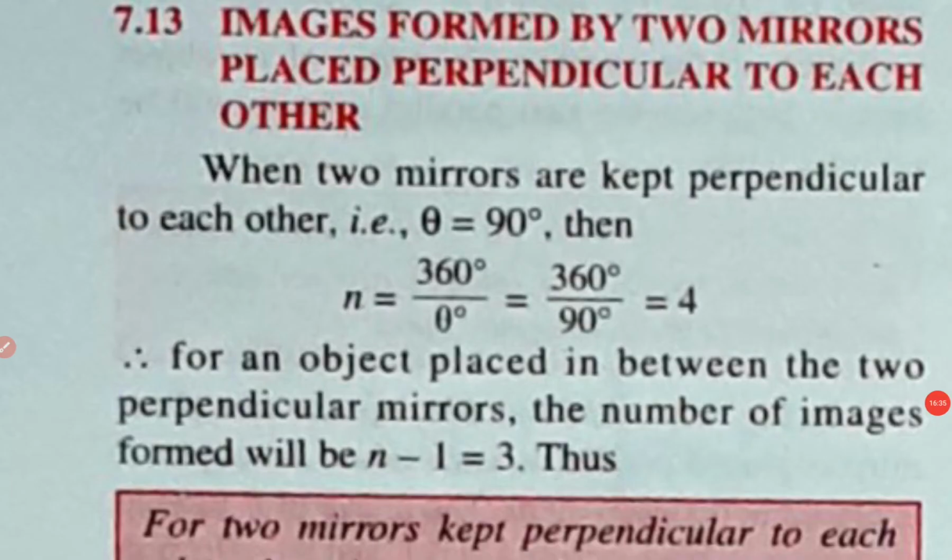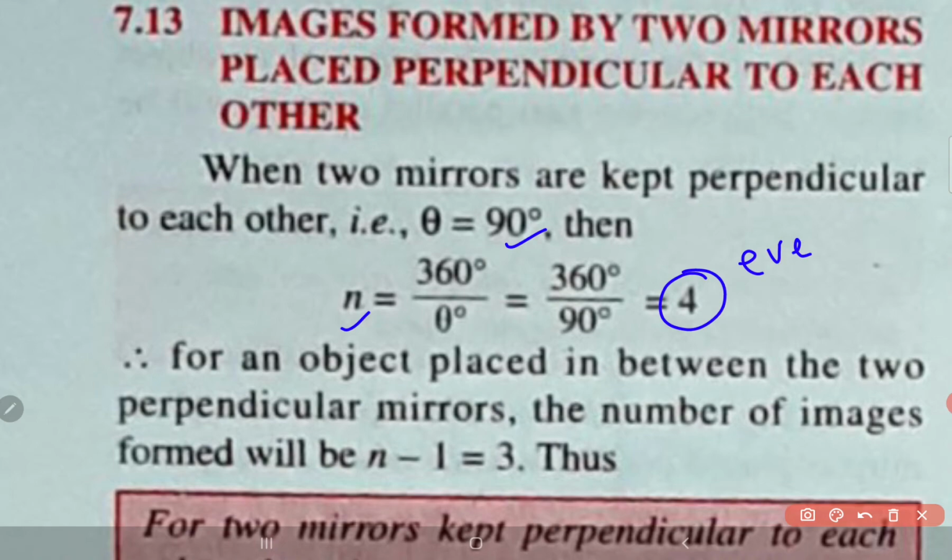Now coming to the second special case, where the images are formed by two mirrors placed perpendicular to each other, that means the angle between them, theta, is 90 degrees. Under that condition, for calculating n, we get n equals 4, which is even. So for an object placed in between the two perpendicular mirrors, the number of images found will be n minus 1, that is 3, because this is the condition for even.